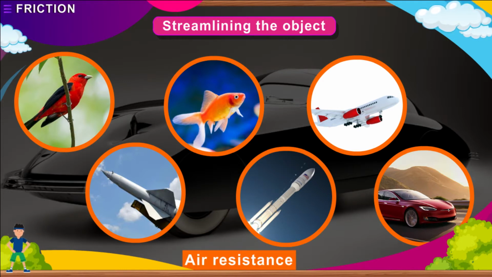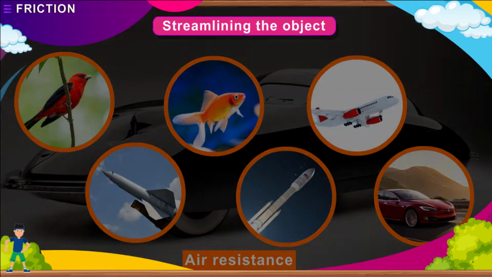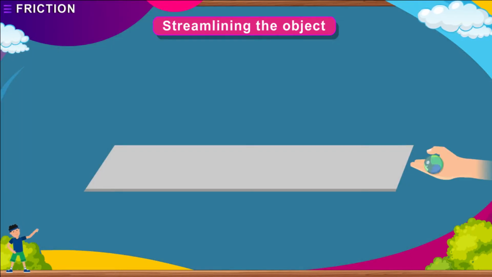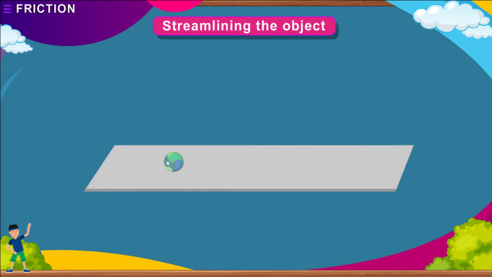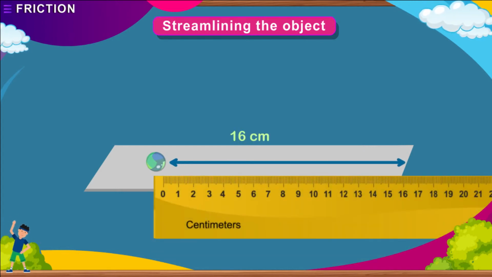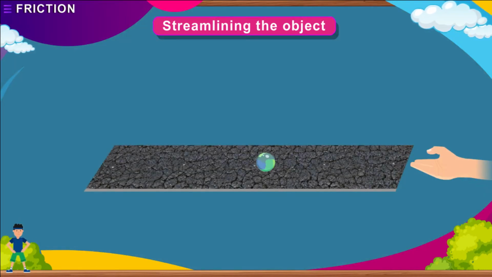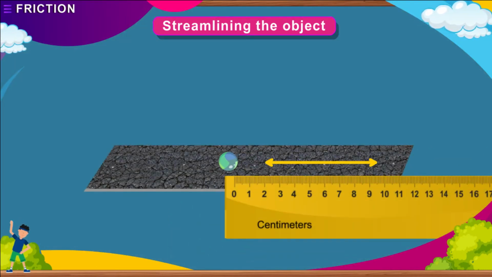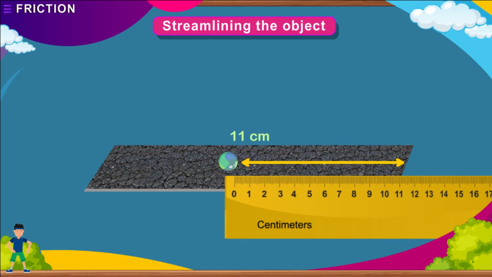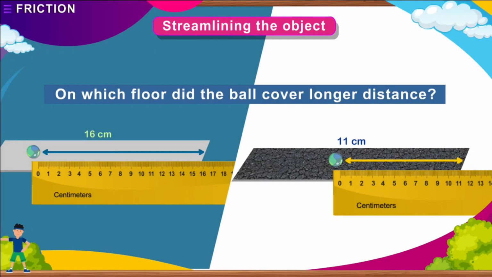Here is an activity to prove that friction depends upon the nature of the surface in contact. Take a ball and roll it on the cemented floor. Measure the distance covered by the ball. Repeat this activity on a rough, kacha surface and measure the distance covered by the ball. The ball should be rolled with the same force. On which floor did the ball cover longer distance?